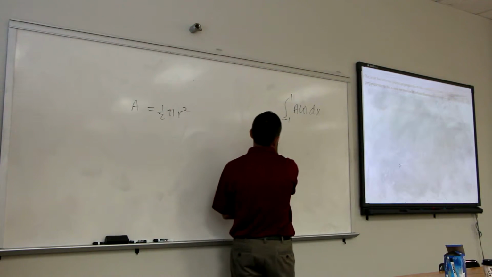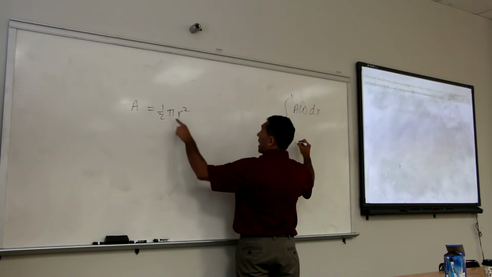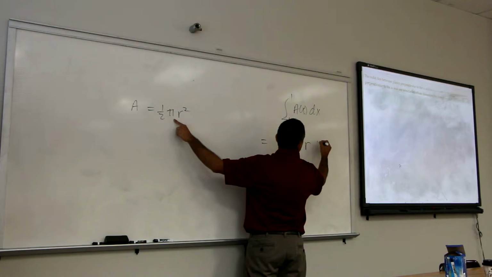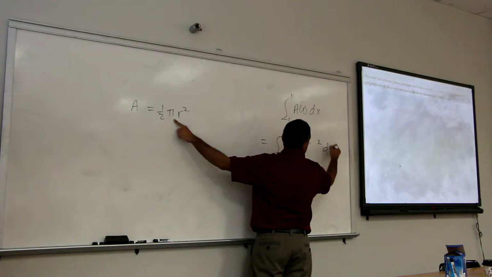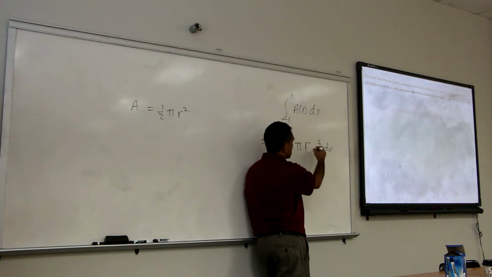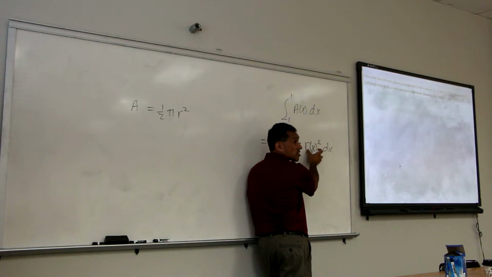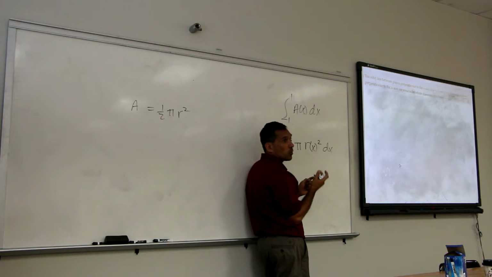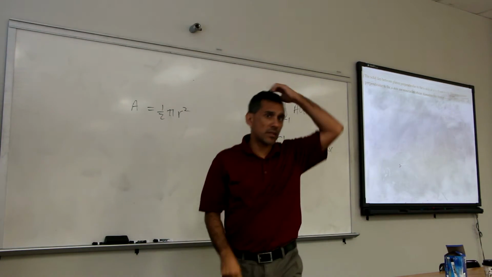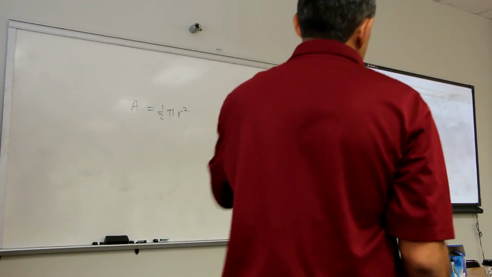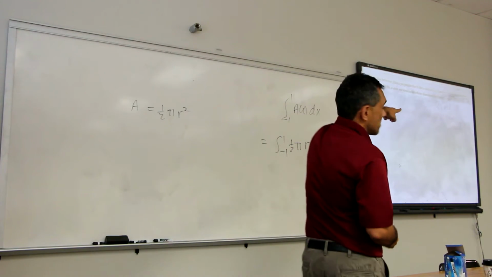We all agree we want this: the integral from -1 to 1 of half pi r squared dx. But r is what? A function of x. You will take that function of x and square it. Anybody know what r of x is in this case? The envelope function.